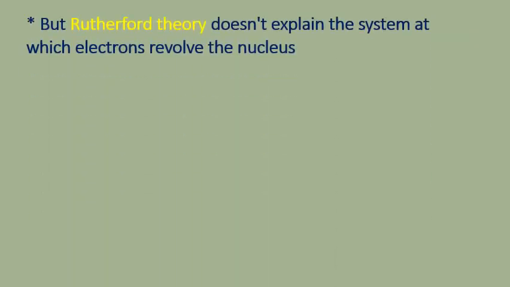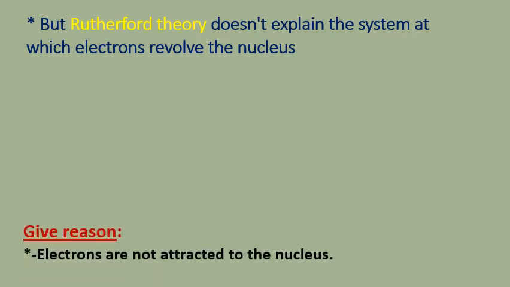Okay, but now pay attention. Rutherford's theory of the atomic model doesn't explain the system in which electrons revolve around the nucleus. He said that there are electrons that carry negative charge and rotate around the nucleus, but he doesn't explain the system in which the electrons revolve around the nucleus.